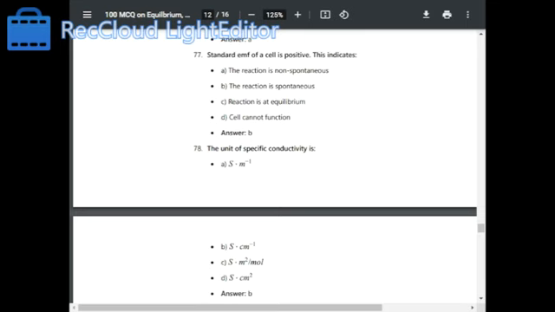Question number 78. The unit of specific conductivity is: option A, Siemens per meter; option B, Siemens per centimeter; option C, Siemens meter squared per mole; option D, Siemens centimeter squared. The correct answer is B, Siemens per centimeter. However, it may also be Siemens per meter, so both may be correct. Hence, options A and B are both correct: Siemens per centimeter or Siemens per meter.